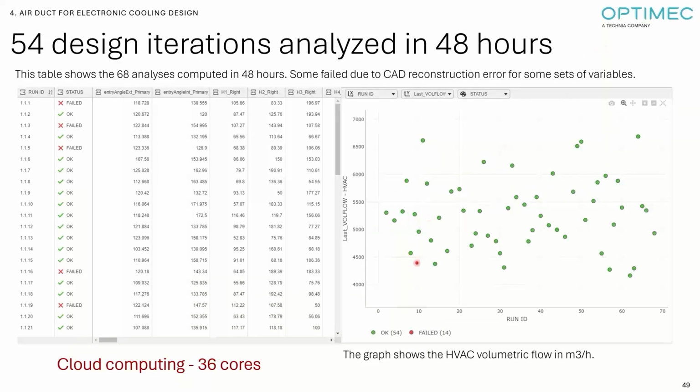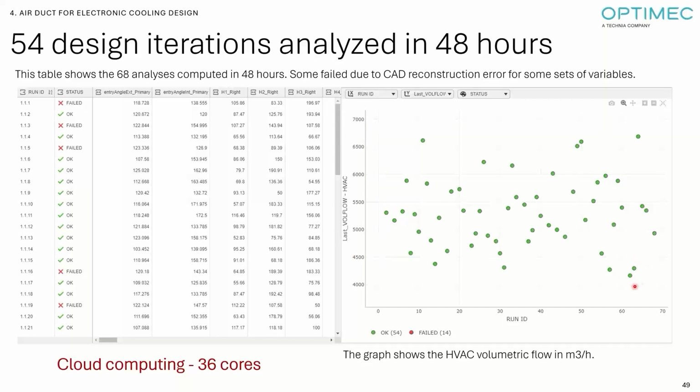Here again, you see that each point is one design iteration result. Here on the x-axis is the run ID, so number 1 to number 68. A few of them failed because of the CAD reconstruction, but still you have successfully 54 designs. On the y-axis, we have the volume flow from the HVAC. And you could see the span, the efficiency of that study.